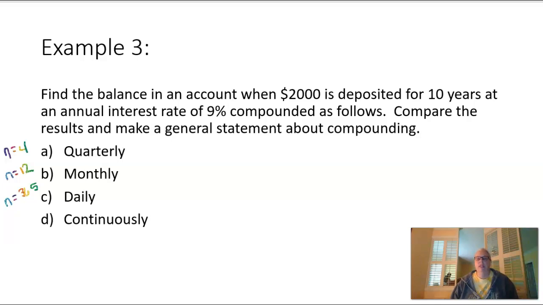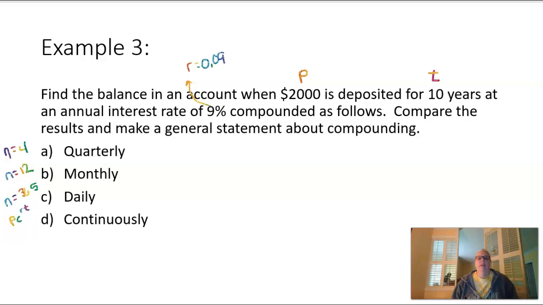And then continuously, well, for this one in particular, we're not going to have an n, but we do know we're going to have to use the PERT equation on that one because of the word continuously on there. Okay, all right, up here, $2,000 is deposited. That is our principal amount. For 10 years, that is our time. At an annual interest rate of 9%, that tells me that r is going to be 0.09 when I write it as a decimal.